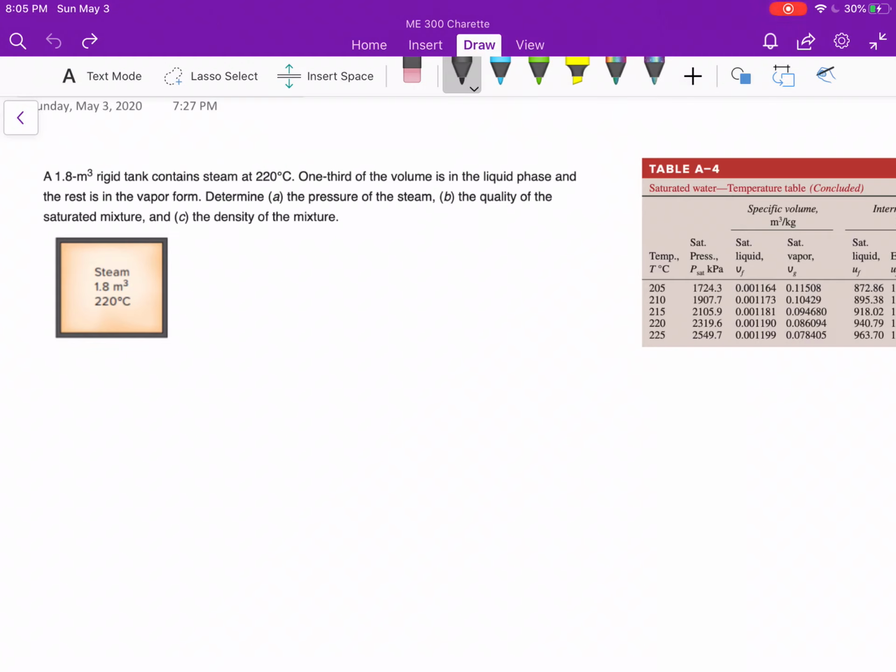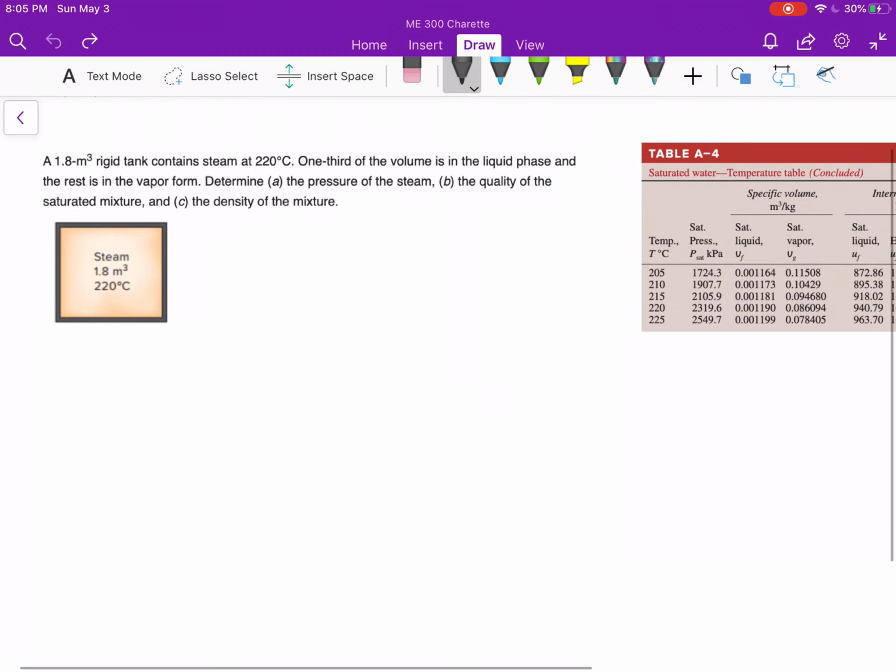So this is the first worked problem for Thermo Chapter 2. Now this is going to have to do with Module C and property tables. Our problem statement is: a 1.8 meters cubed rigid tank contains steam at 220 degrees Celsius. 1/3 of the volume is in liquid phase and the rest is in the vapor form.